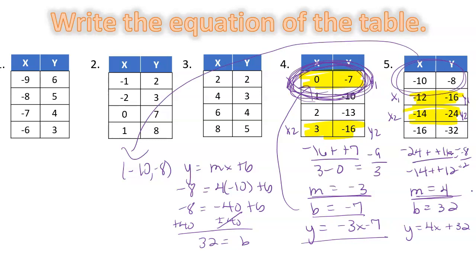And then this one would be pretty tough to go backwards and find, so I just plugged in. So I chose the point -10, -8. I wrote that over here, and then I plugged in x, y. So -8 for y equals m, 4, times x, -10, plus b. I get -8 equals -40 plus b. Add 40 on both sides, and 32 is equal to b.